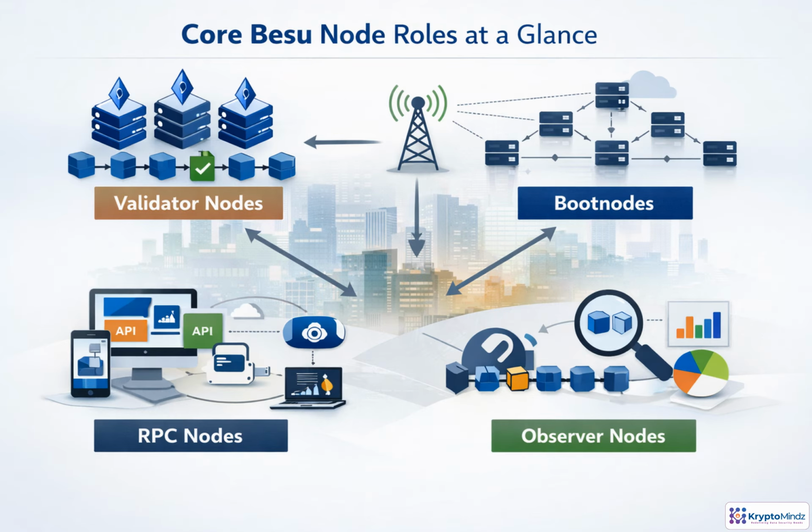All Besu nodes run the same client, but their role depends on configuration and placement. Validators propose and finalize blocks. Bootnodes make peer discovery reliable, especially during startup or recovery. RPC nodes provide application access, so their APIs need careful exposure and control. Observer nodes follow the chain for monitoring, analytics, or reporting without participating in validation. Separating these roles makes the network easier to secure, scale, and troubleshoot.